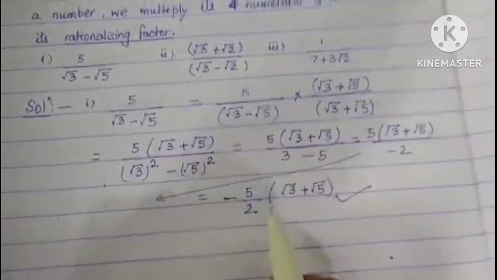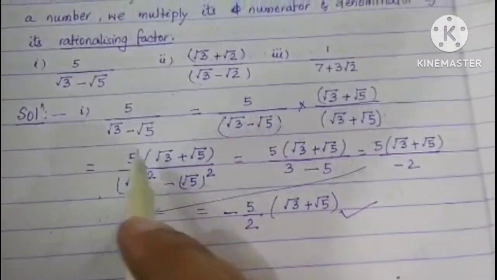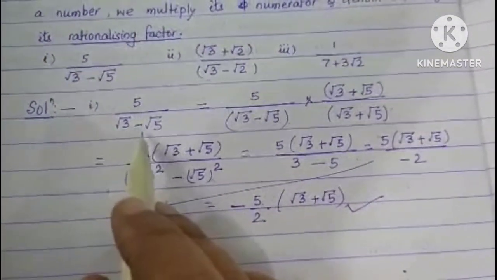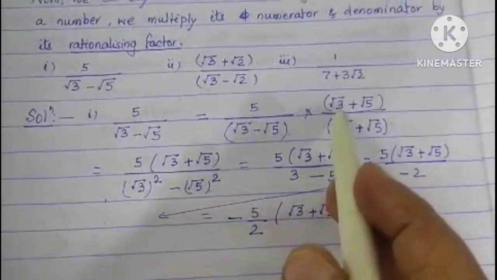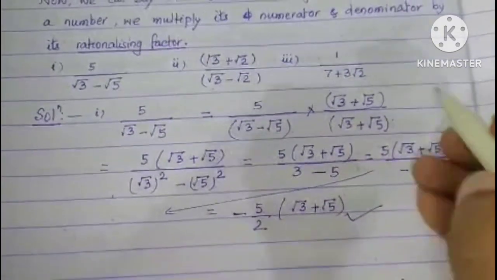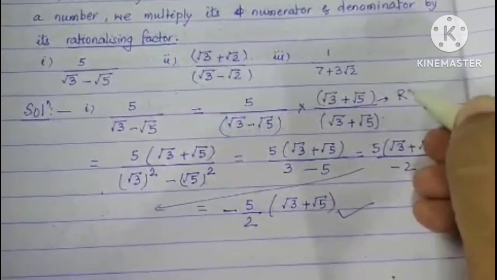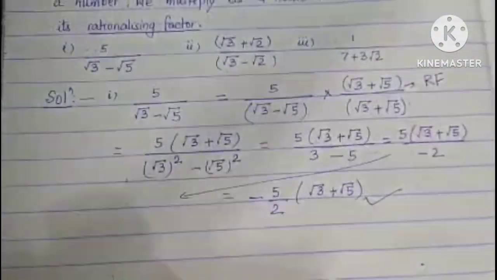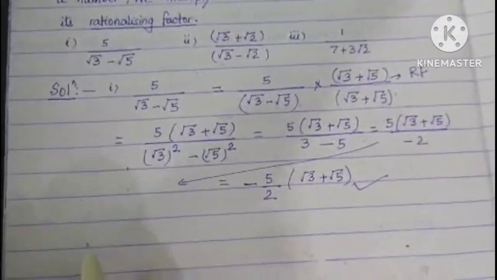So this is our answer. This way we have rationalized the denominator. Very simple. It is root 3 minus root 5, then we multiply by root 3 plus root 5. This is called the rationalizing factor, RF. Okay, so let's see the next one.